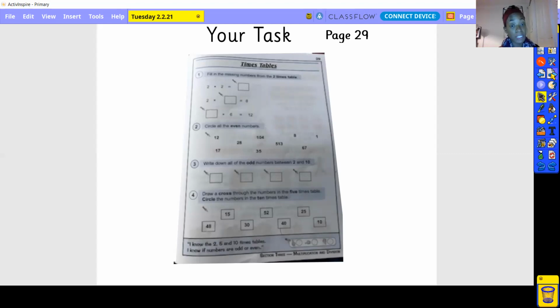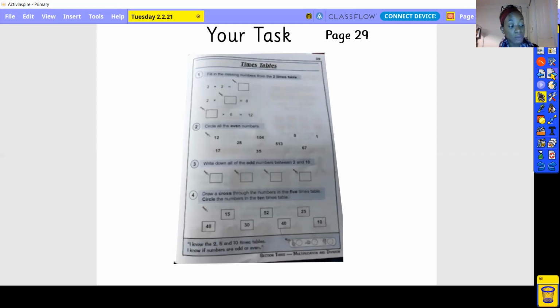Question 1 is using the 2 times table. Fill in the missing numbers. Question 2, you need to circle all of the even numbers. Do not let anything worry you. With a bigger number, all that matters is that number on the end. And if you need to, don't forget your good old shoulders and your head to help you work out what you might need for those even numbers.